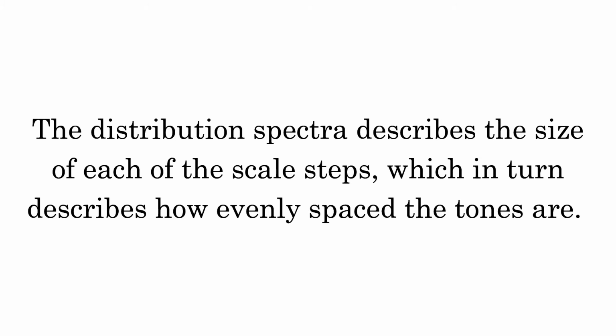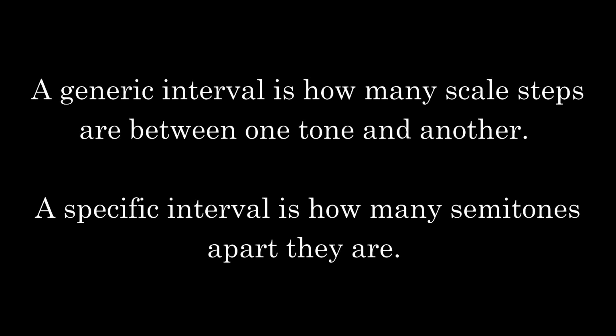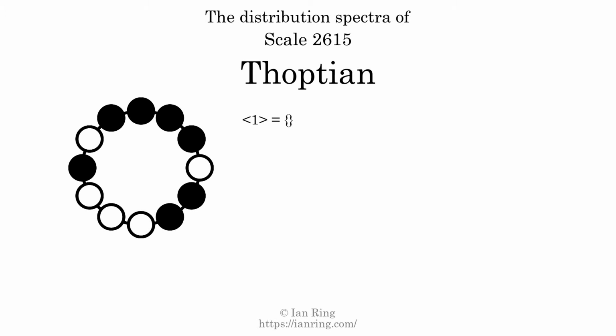The distribution spectra describes the size of each of the scale steps, which in turn describes how evenly spaced the tones are. A generic interval is how many scale steps are between one tone and another. A specific interval is how many semitones apart they are. The generic interval of one scale step comes in three different specific interval sizes. 1 semitone, 2 semitones, and 4 semitones. The spectrum width of this generic interval is the highest, 4, minus the lowest, 1, which equals 3.